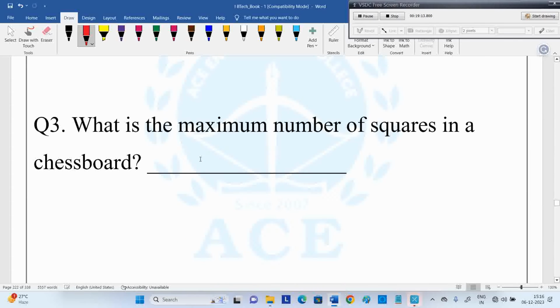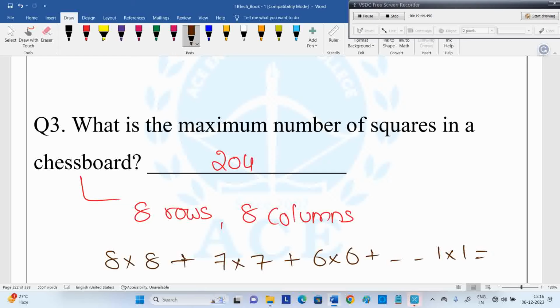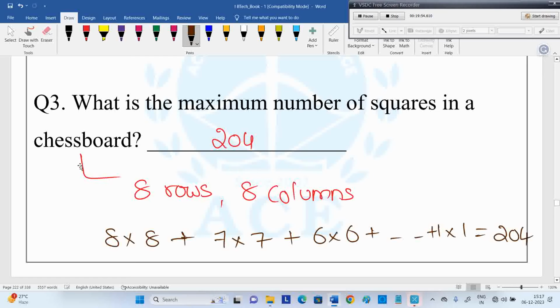Next one, what's the maximum number of squares in chessboard? It is having 8 rows and 8 columns. Chessboard. You can mention if you want. 8 rows, 8 columns. So 8 into 8, 7 into 7, so on up to 1 into 1. Maximum number of squares in a chessboard is 204. Now let's move for the next question.